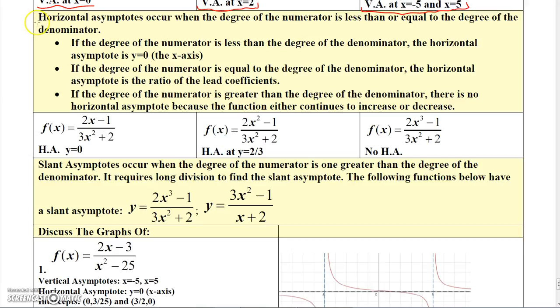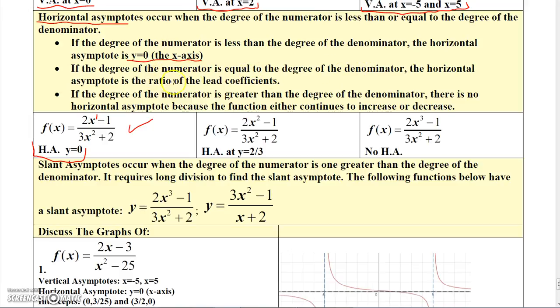Now let's talk about horizontal asymptotes. There's three cases you can consider here. The first case is if the degree of the numerator is less than the degree of the denominator, then the horizontal asymptote is just the line y equals 0, which is the x-axis. So that's what's happening here. Here the numerator has degree 1 and the denominator has degree 2. Since the numerator has degree smaller than the degree of the denominator, we get a horizontal asymptote at y equals 0.